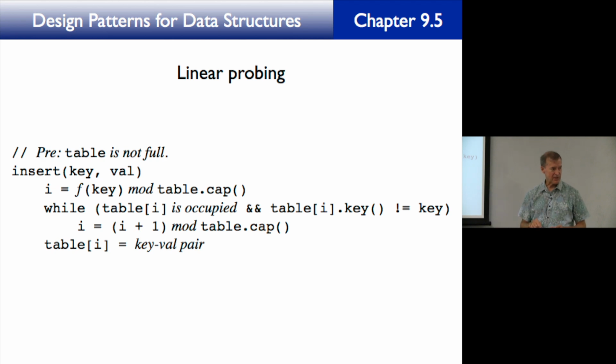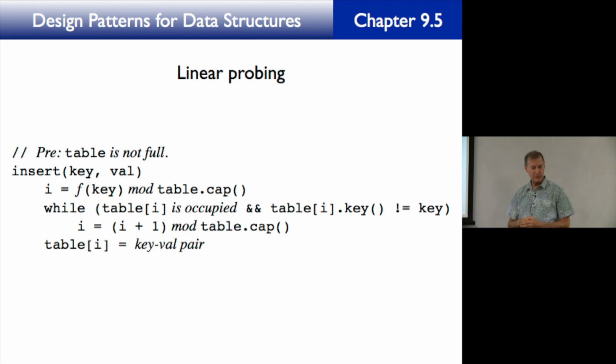You see, so what does that mean? First of all, if it's not occupied, we don't do the while loop at all. On the very first round, the test is at the top of the loop. If table sub I is not occupied, we just go right ahead and do what? Table sub I gets the key value pair. Now, does everybody see that?